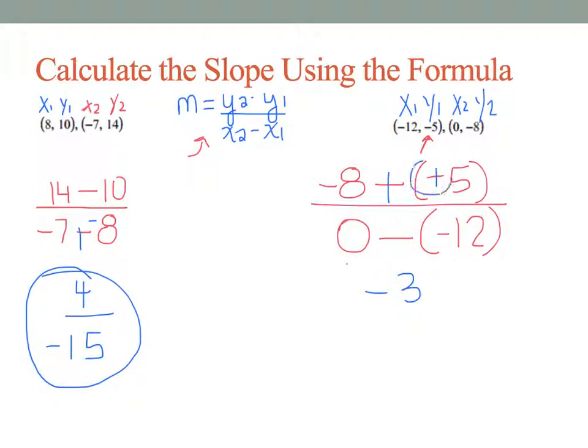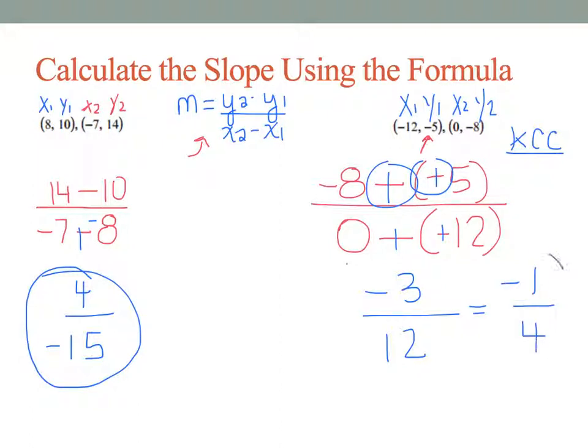And if you have no idea what I'm doing here, it's the keep, change method. You can use your calculator to do this addition or subtraction. I'm just doing it by hand. So it becomes negative 3 over 12, which can be reduced to negative 1 over 4. And that is our final slope.